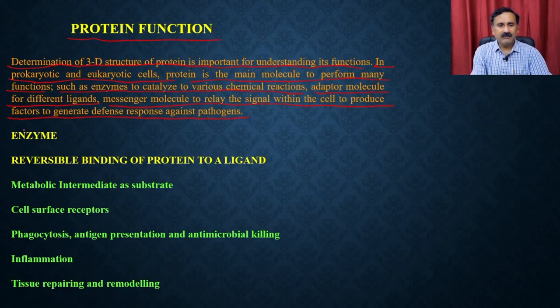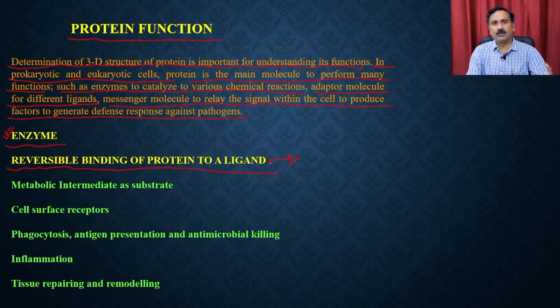So categorically, in today's lecture, we are going to discuss the protein as an enzyme, and then we are also going to discuss the function of a protein as the reversible binding of the protein to a ligand. In this category, when you see the function of a protein as an adapter molecule, it participates in different types of functions. For example, it works as a metabolic intermediate, as a substrate, so that is going to be a ligand for the protein molecules.